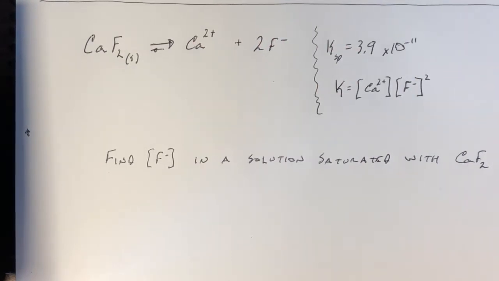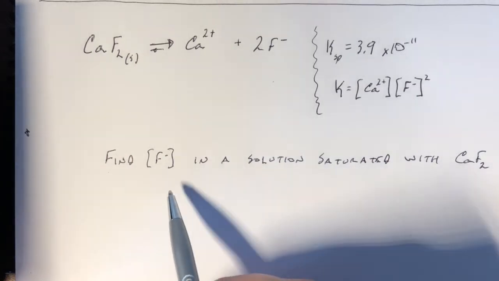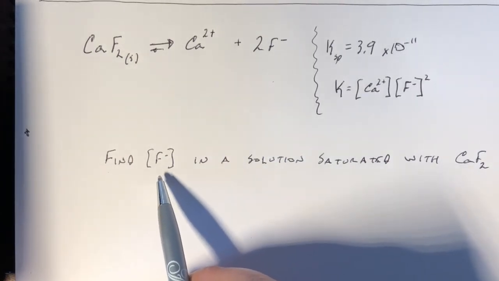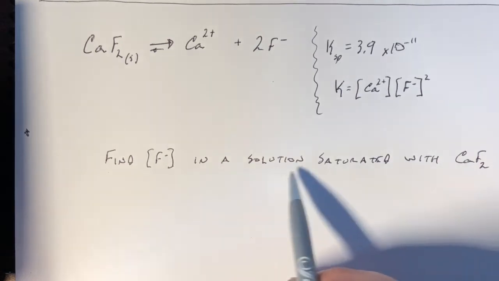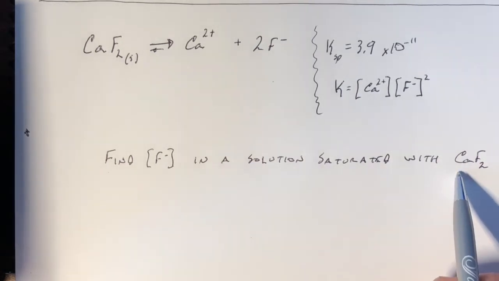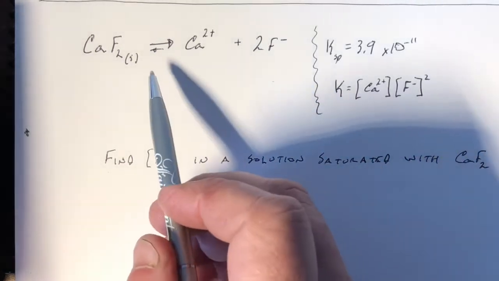Here's a more complicated problem. If you're up for the challenge, go ahead and try to work this out. So pause the video and do it. If you're more on the lazy side, then just follow along. What we're going to try to do is find the concentration of fluoride ion in a solution that's saturated with calcium fluoride. So the thing we need to know is what's the reaction.